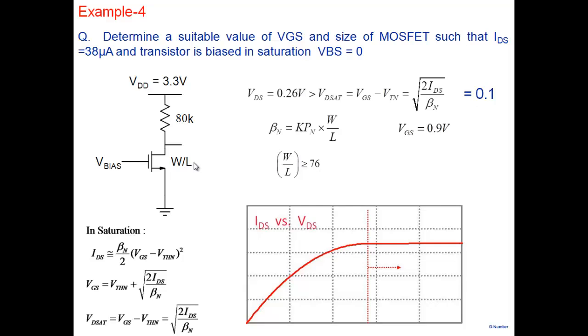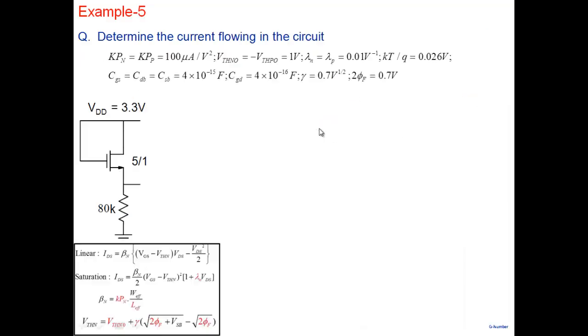You know what is W, what is L, and what is the bias that you have to apply in order to obtain 38 microamperes current and be biased in the saturation region. All right. Okay. Let's look at this one.